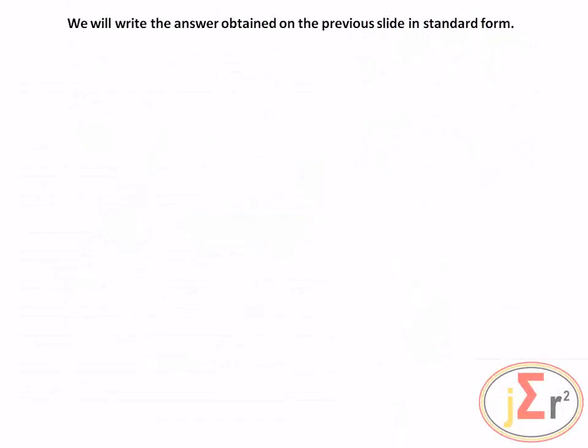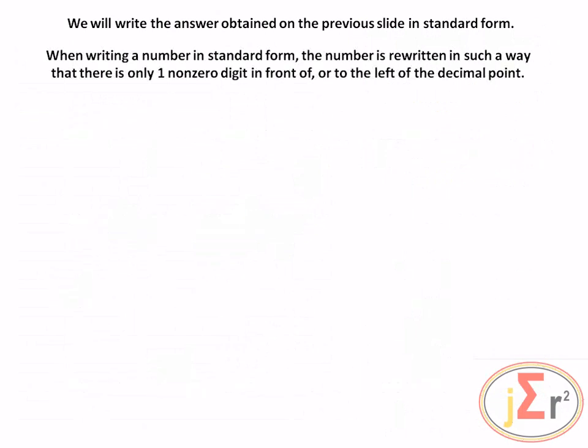We will write the answer obtained on the previous slide in standard form. When writing a number in standard form, the number is written in such a way, and I can imagine by now some of the math campers who are watching these videos, they are closing their eyes and they are repeating with me. When writing a number in standard form, the number is written in such a way that there is only one non-zero digit in front of or to the left of the decimal point.